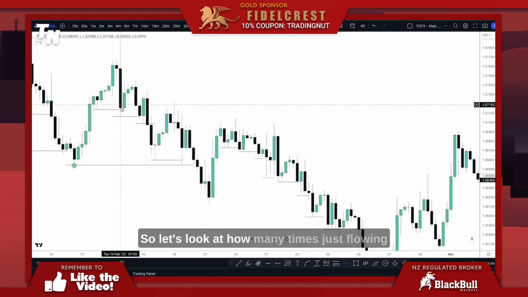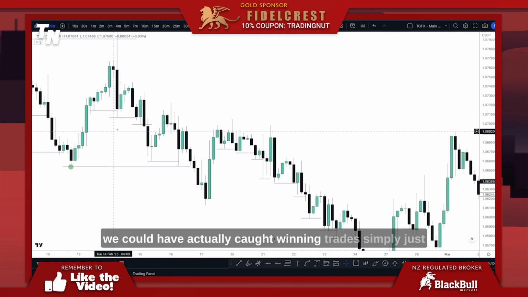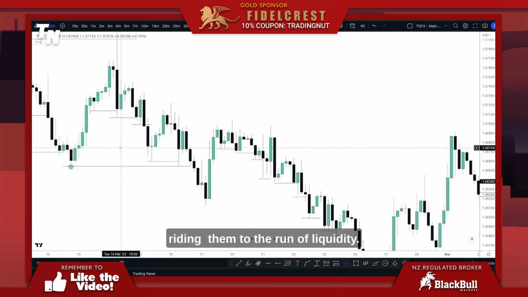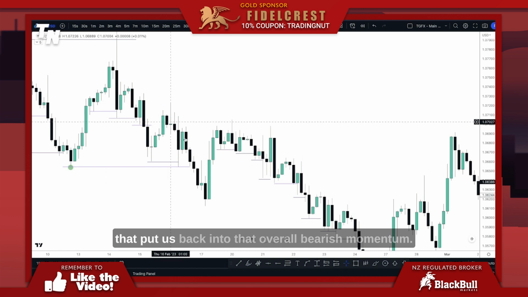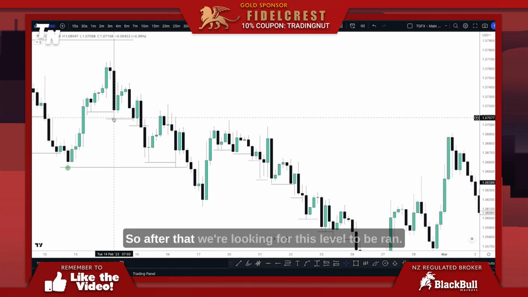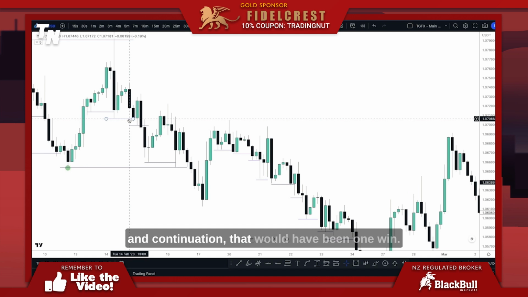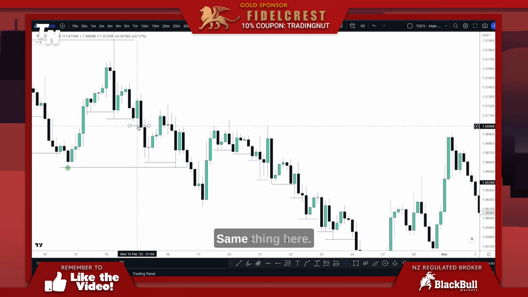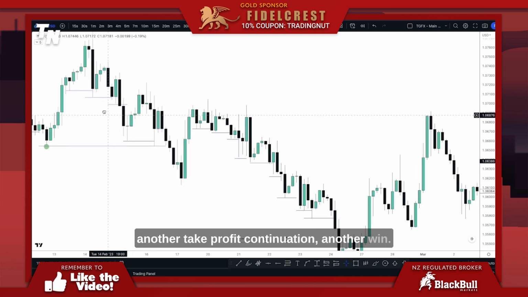So let's look at how many times just flowing with the direction of the trend in order flow, we could have actually caught winning trades simply just riding them to the run of liquidity. Now, once again, this was the first run of liquidity that put us back into that overall bearish momentum. So after that, we're looking for this level to be ran. So if we were to wait for retracement and continuation, that would have been one win. Same thing here. After we ran it, we had another take profit, continuation, another win.